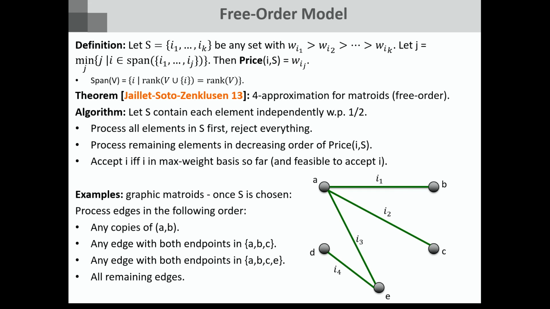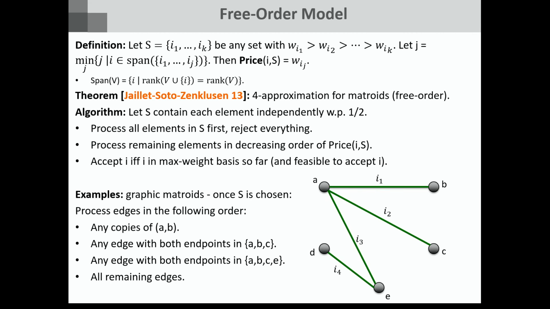Here's a more combinatorial example. For graphic matroids, remember the edges are the elements, and acyclic subgraphs are feasible. Once S is chosen, let's say that S is the following 4 elements, and I1 has the heaviest weight. Then we're going to process the edges in the following order. First, we'll process any copies of the edge AB, because the price of these elements is I1, the weight of I1.